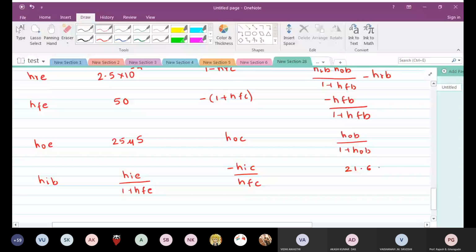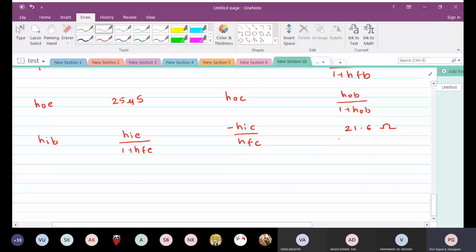What is the unit? Ohms. Very good. In fact, in the first assignment itself, I told you to calculate the input resistance, input impedance, output impedance. These values should be very, very close to that, because HIB is nothing but the input impedance in common base configuration. So just verify that.